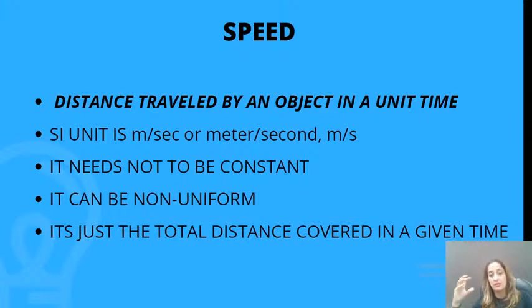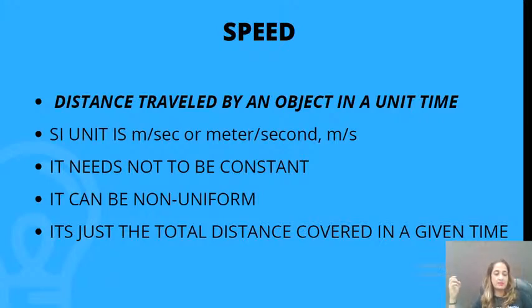Distance is in meters, the SI unit for time is in seconds, so we say meter per second. Does it need to be constant? It does not need to be constant, because speed will change over the period of time.